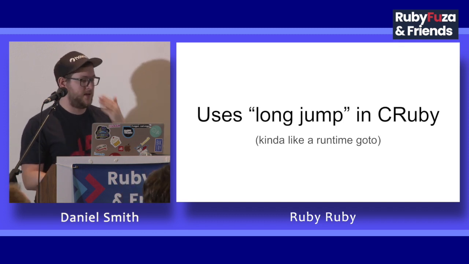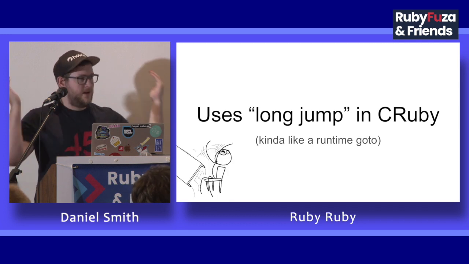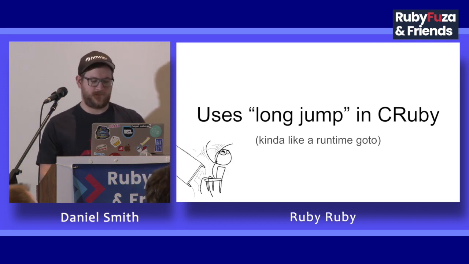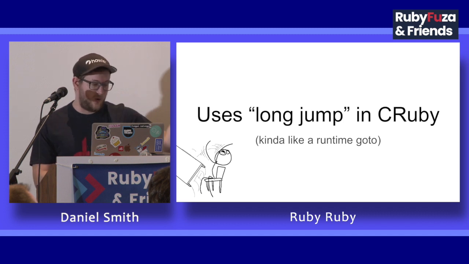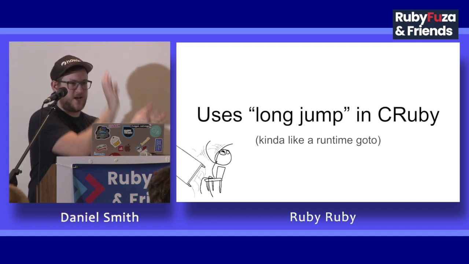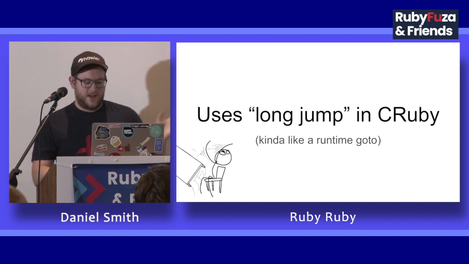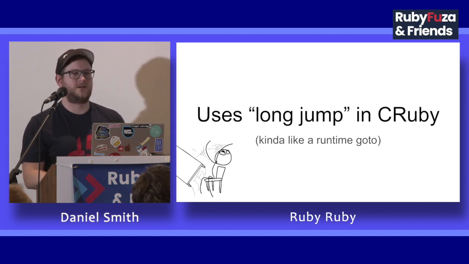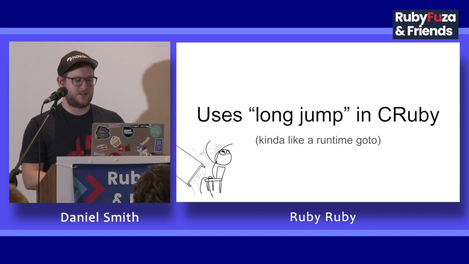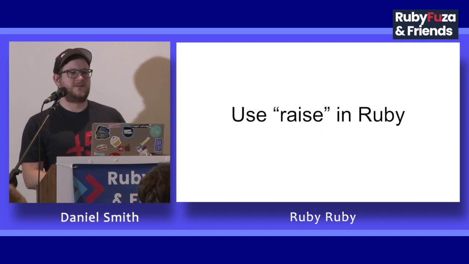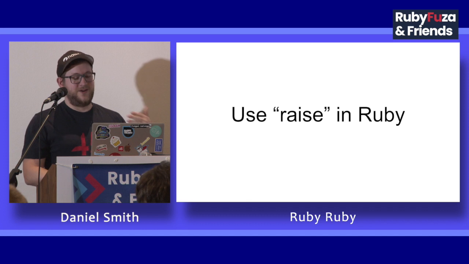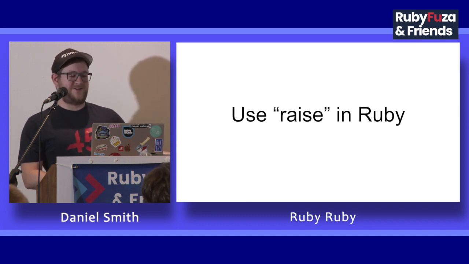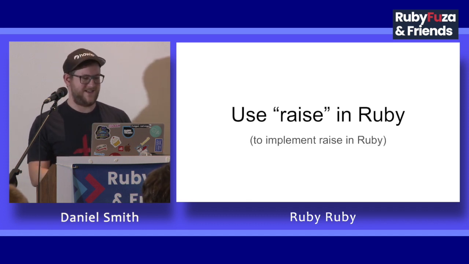I built this whole thing which unraveled the stack and all the control frames and whatever, and I was losing my mind. I was like, how am I actually going to do this? And then I realized, Ruby does have a longjmp. It's raise. So I use raise in Ruby to implement raise in Ruby. Hey, got him.